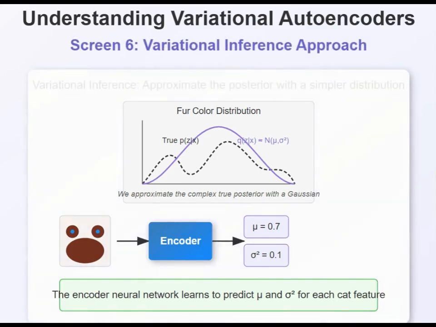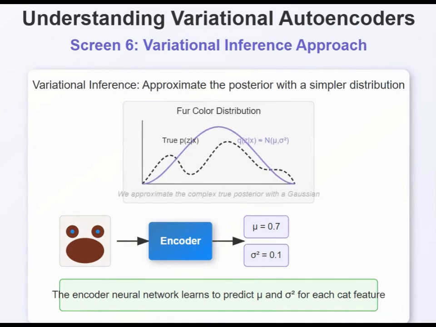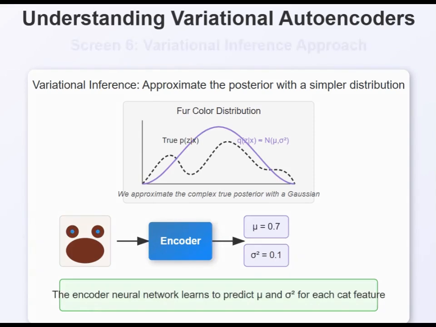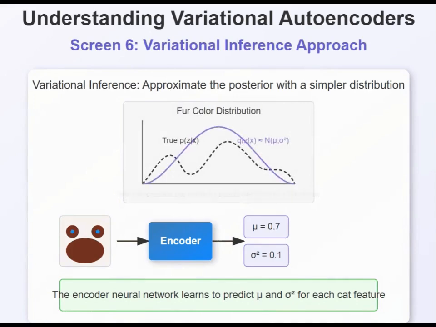It takes a latent vector z as input and learns to reconstruct the original cat image. Mathematically, it implements the likelihood P(x|z), the probability of generating a particular cat image given specific latent features. When we feed a latent vector with certain values for fur color, eye color, etc., the decoder generates a cat image with those characteristics. During training, it learns to reconstruct images that match the original input as closely as possible.